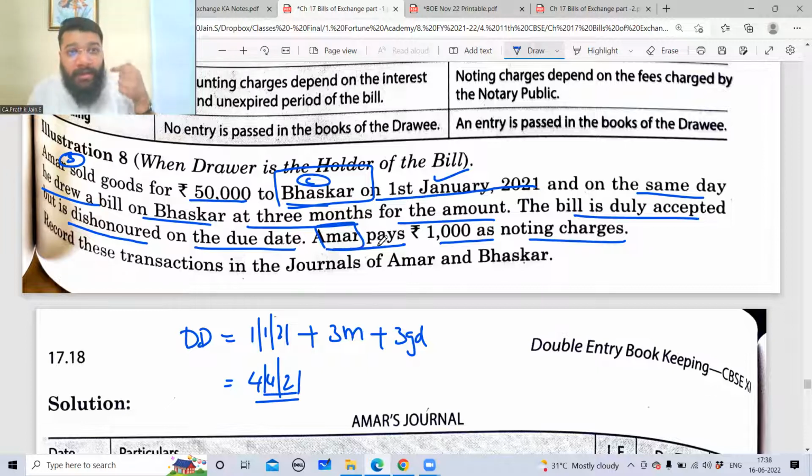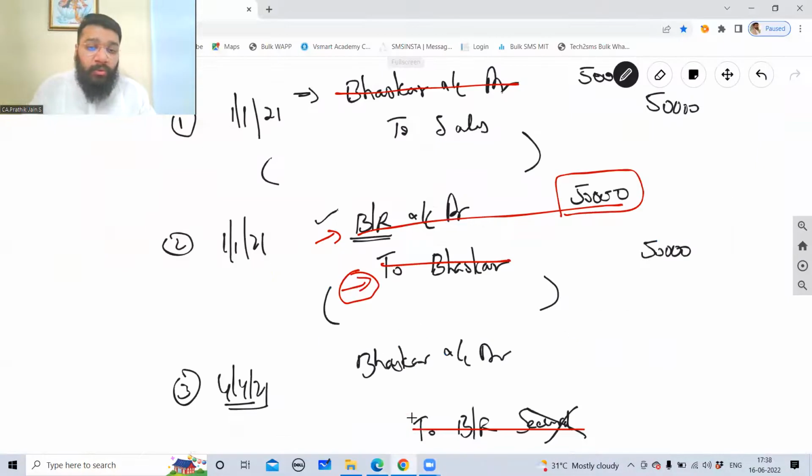Debit what comes in, credit what goes out. So cash is going out. When I pay the money, the asset reduces. Cash balance reduces. So I will do, to cash 1,000. Bills receivable will be the same, 50,000. Debit 50,000 means credit also will be 50,000. It is 1,000, not 10,000, 1,000.